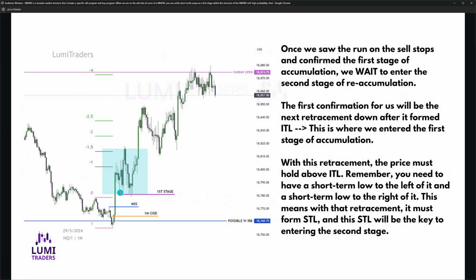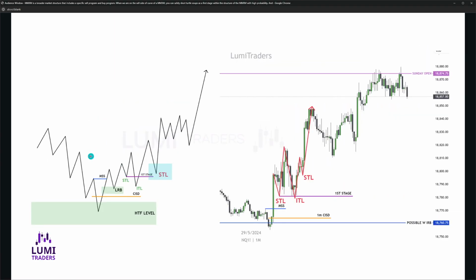So we got the left side and the right side. This means with that retracement, it must form a short-term low right here, and this short-term low will be the key point for us to enter the second stage of reaccumulation. Okay, what can we see?